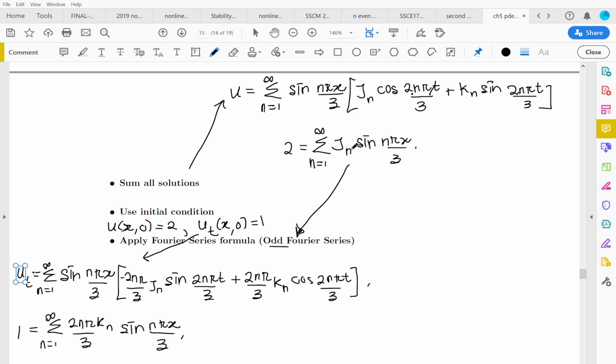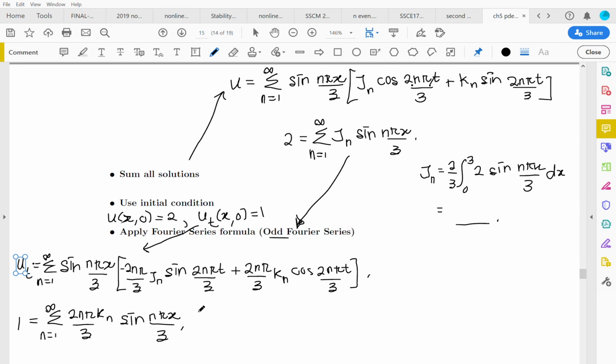Okay, so this is clear, I think. We can find Jn using the formula for Fourier series. This is actually 2 over 3, integrate 0 to 3. Fx is 2, so 2 sine n pi x over 3. You solve this and you will get the answer for Jn.